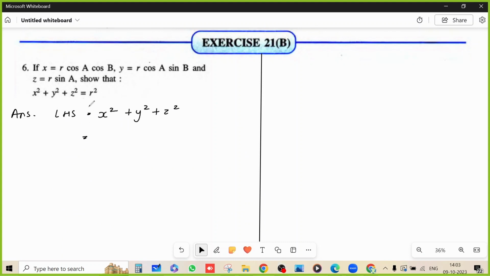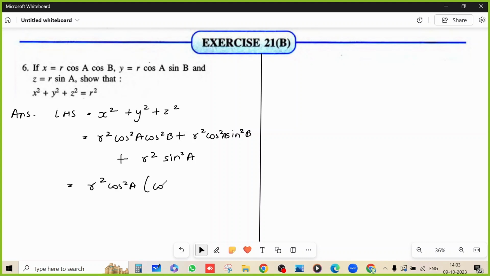In question number 6, we will again begin with the left hand side, which is given as x square plus y square plus z square. The values of x, y and z are given in the question, so we will put that now. So this will become r square cos square A cos square B plus r square cos square A into sine square B plus r square sine square A. Now from the first two terms, we can take r square cos square A as common. So this will become cos square B plus sine square B. Now we know by the trigonometric identity that cos square theta plus sine square theta is equal to 1. So this will become 1.